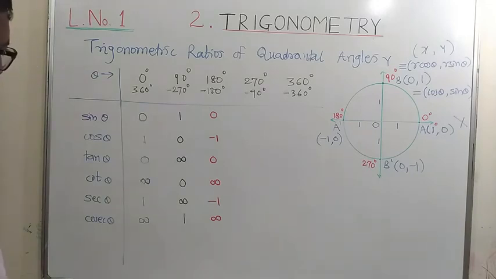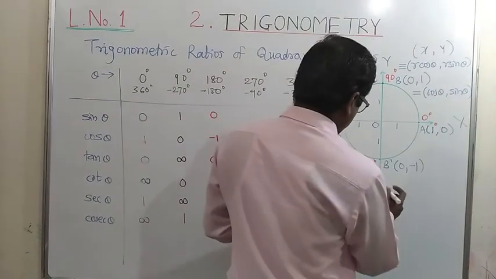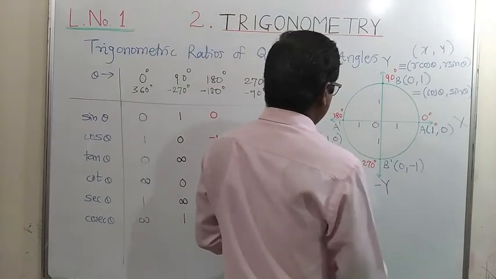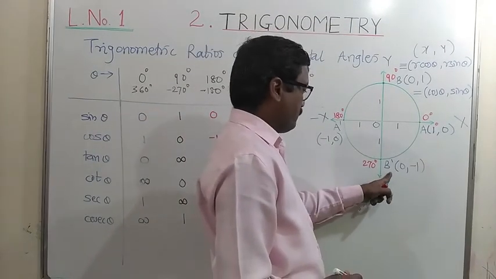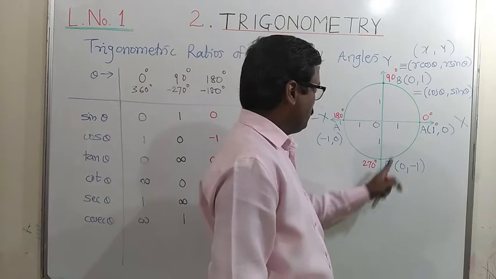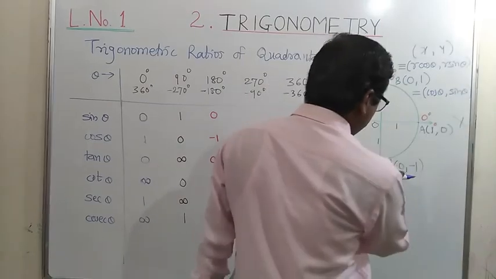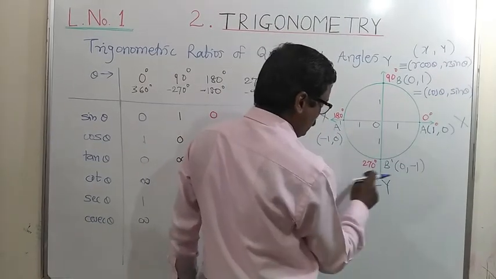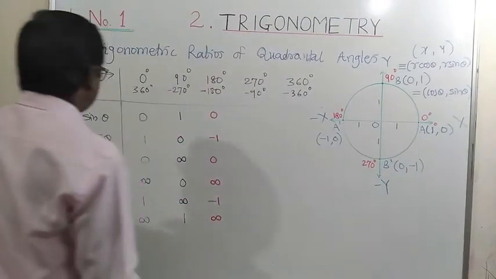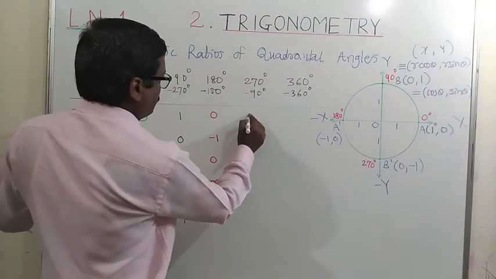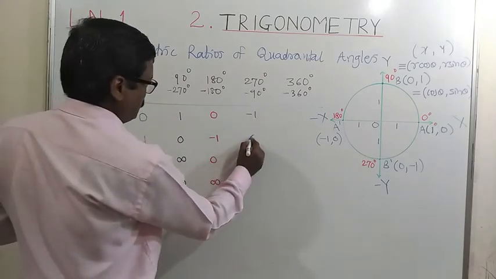Then let us see the next one, that is 270. 270 means we are on the negative y-axis. So for the negative y-axis, the coordinates of point B, which is at distance 1 from the origin, will be 0, minus 1. So this 0 is nothing but the cos theta. So cos 270 is 0 and sin 270 is minus 1.